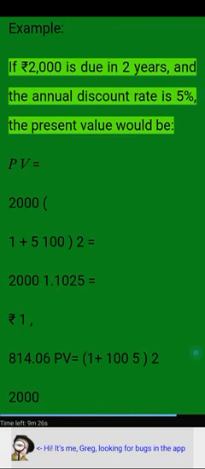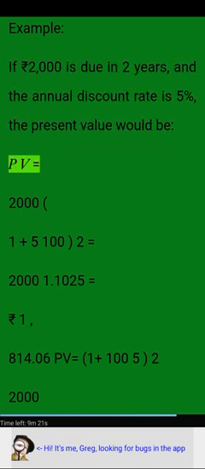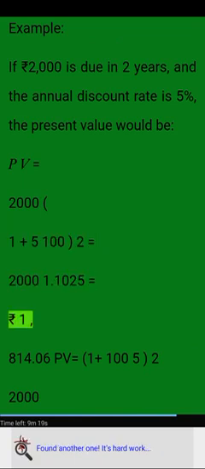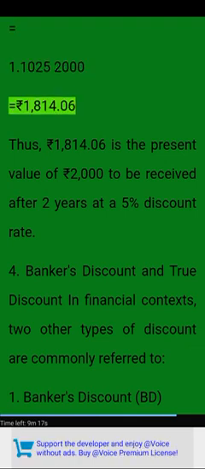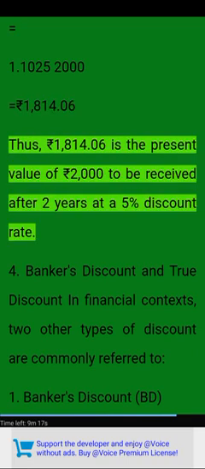Example. If 2,000 rupees is due in 2 years, and the annual discount rate is 5%, the present value would be PV equals 2,000 divided by (1 plus 5/100) squared, which is 2,000 divided by 1.1025, equals 1,814.06 rupees. Thus, 1,814 rupees and 6 paise is the present value of 2,000 rupees to be received after 2 years at a 5% discount rate.